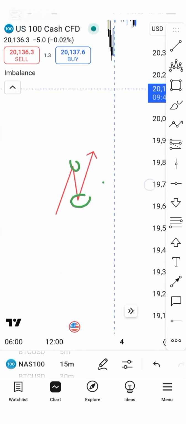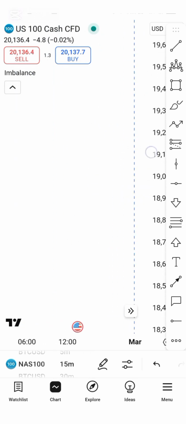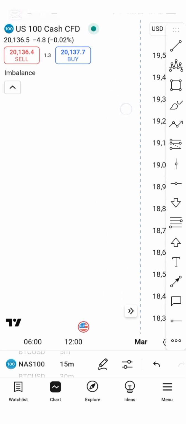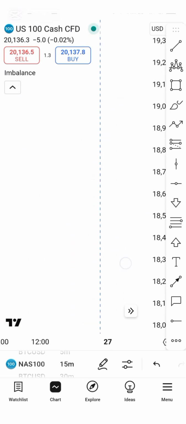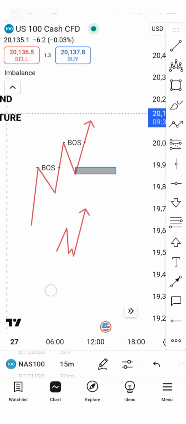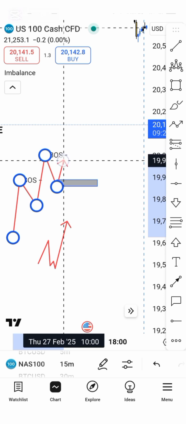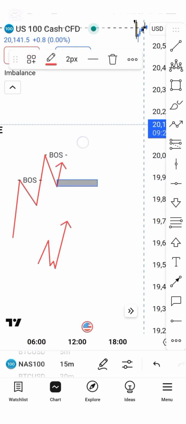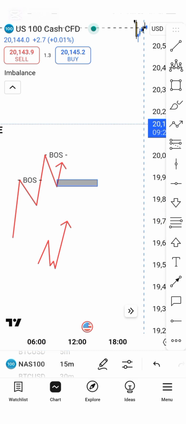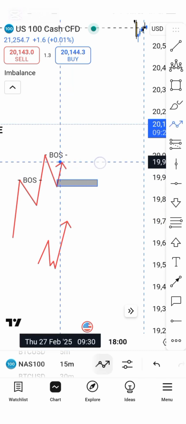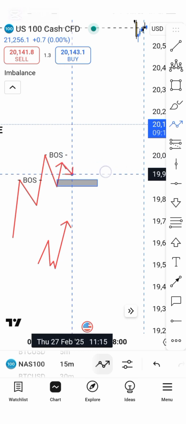Before this journey continues, let's assume we have something like this. We have something like this. Then we have something like this. Now in this scenario, this is a liquidity. This is a liquidity. You can see that there is a turning point. So the order block has a liquidity. You understand? So that is what we call liquidity.